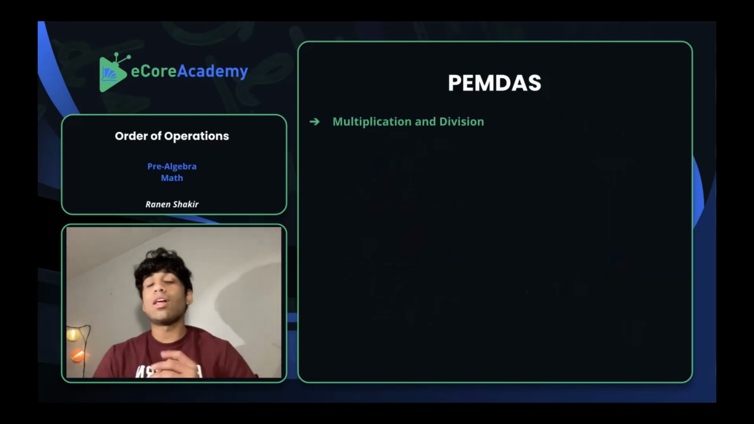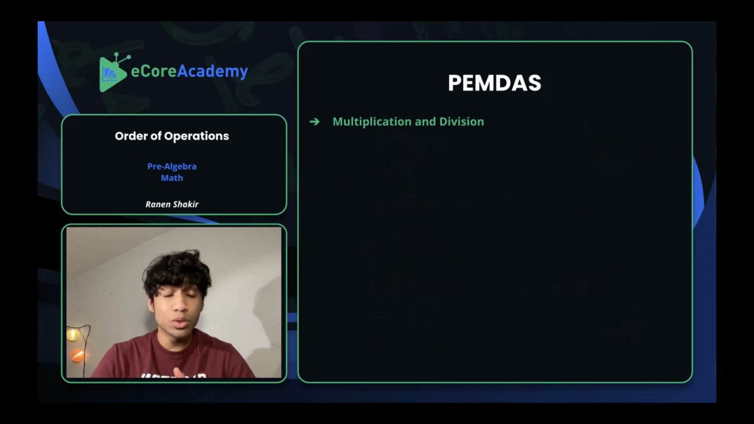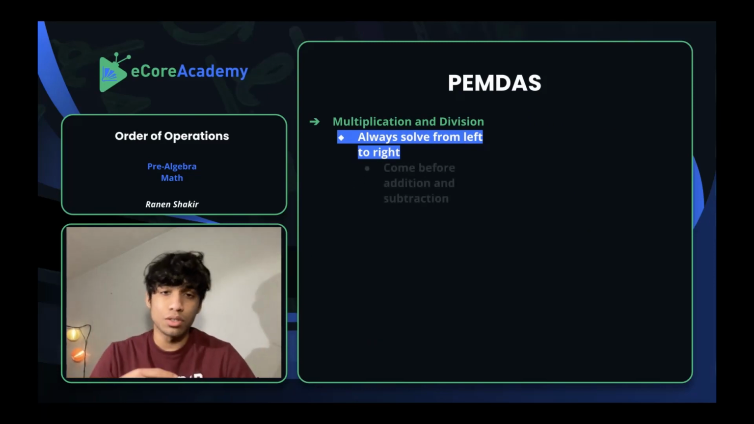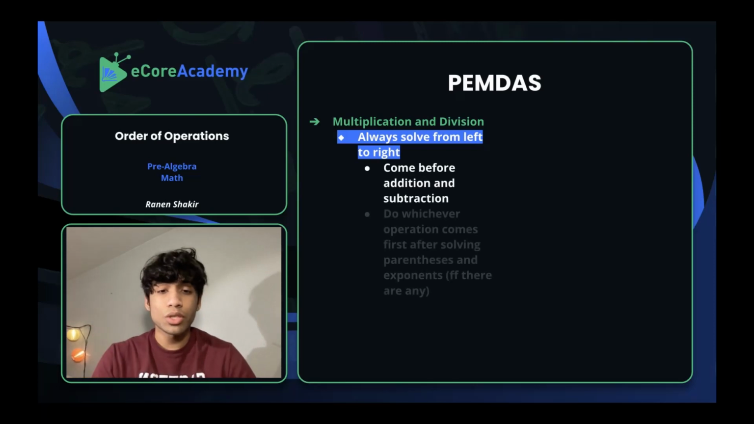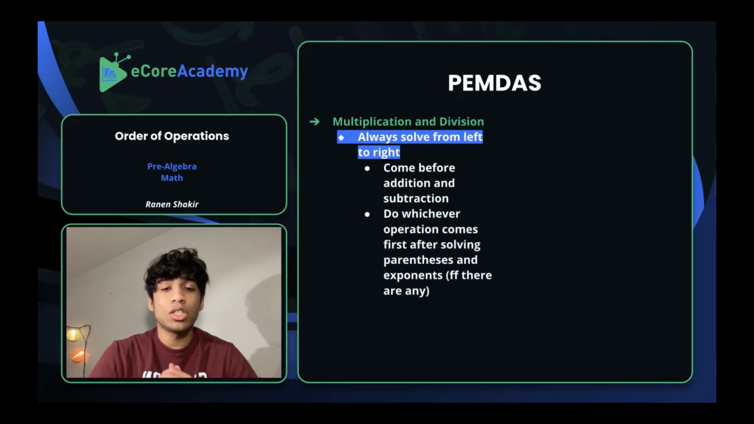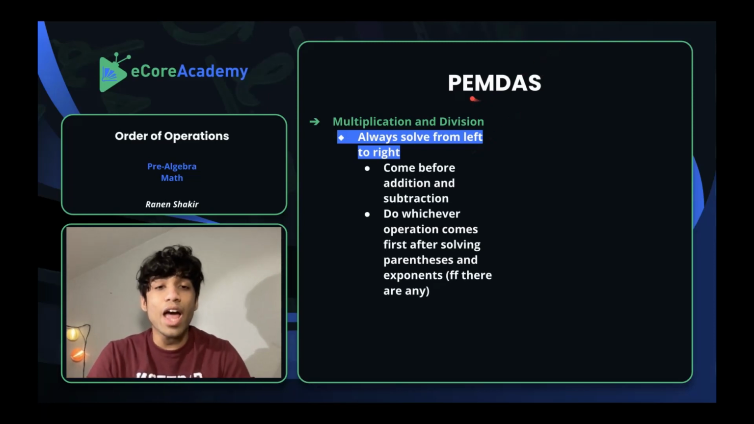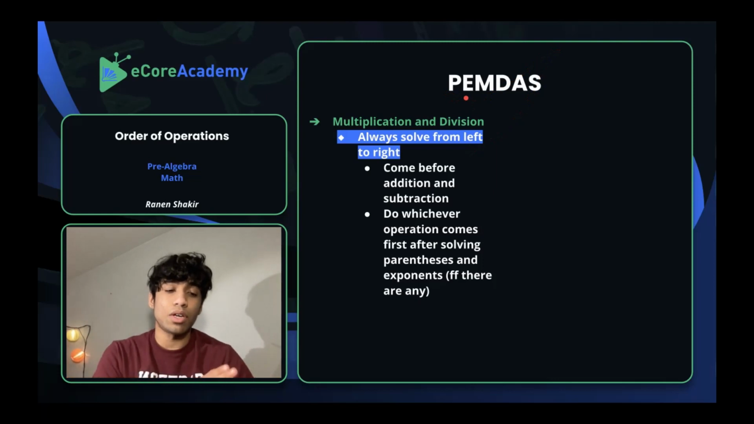So what do I mean by left to right, which you saw in the previous slide? For multiplication and division, you'll always solve any problem left to right. It comes before addition and subtraction, and you do whichever operation comes first after solving the parentheses and exponents. This is very important. You have to solve multiplication and division after you solve your parentheses or exponents, if they are present. If they're not, you just do multiplication and division left to right.